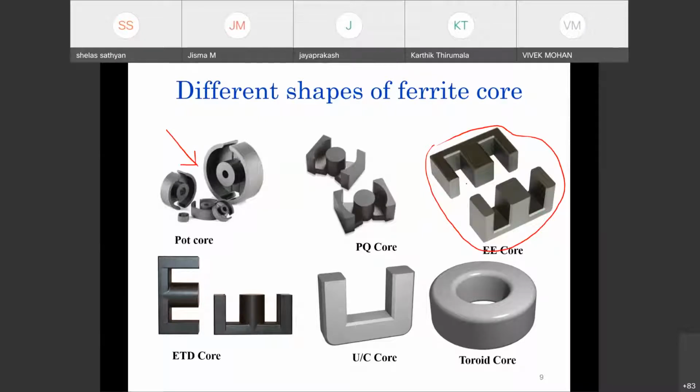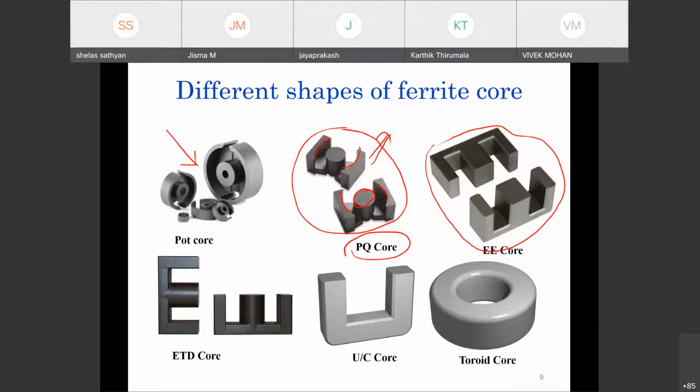And there is something in between the pot core and the EE core, that is the PQ core. Compared to the EE core, you can see the middle limb is cylindrical, and the other 2 limbs have some curvature. That means this kind of core will have very little leakage flux. The flux linkage will be quite good, and the leakage fluxes are very small. So this kind of PQ core is most used for transformer design. Transformers are not meant for storing energy. They need to transfer energy, so we have to reduce the leakage. The PQ core is most preferable for such applications.